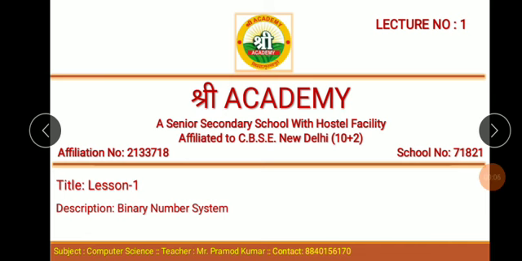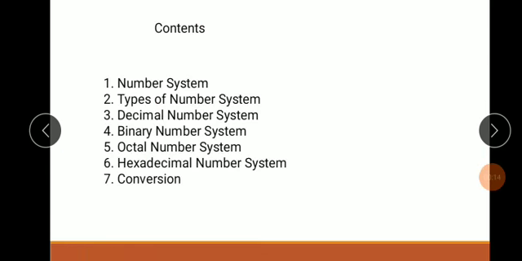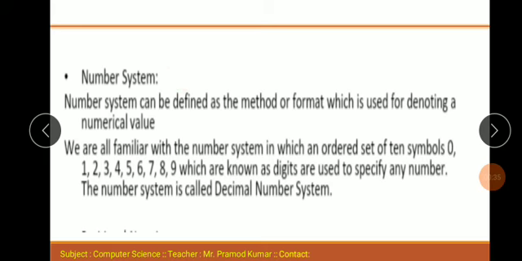Today is my first lecture of lesson one, binary number system. So let's start this video. First, the contents: first, number system; second, types of number system; third, decimal number system; fourth, binary number system; fifth, octal number system; sixth, hexadecimal number system; and seventh, conversion. So let's start. Number system.